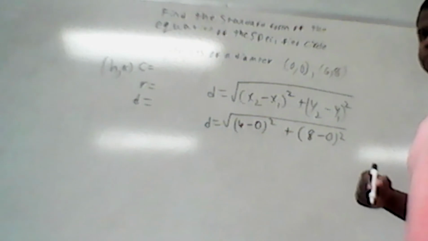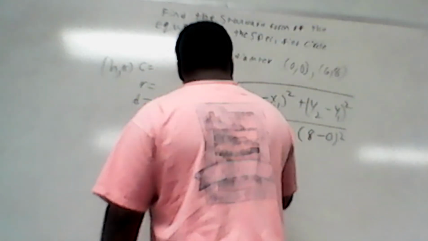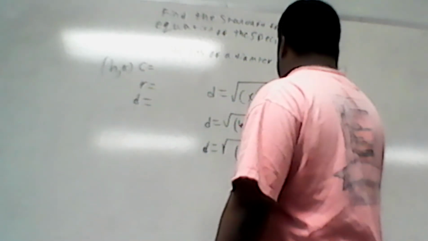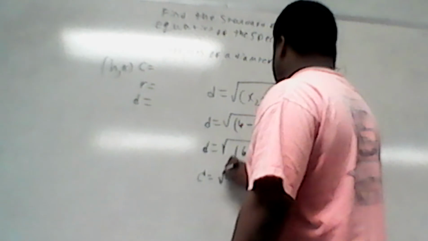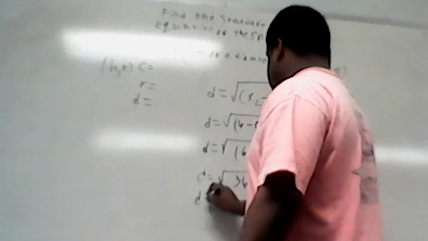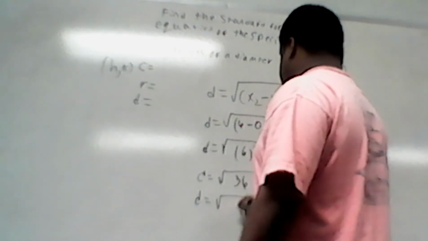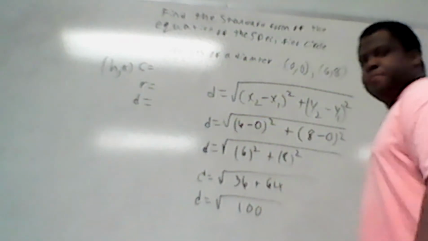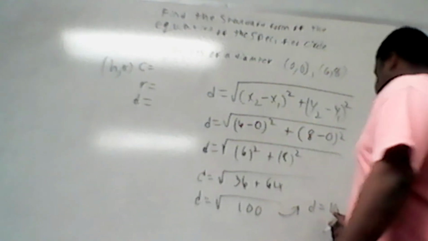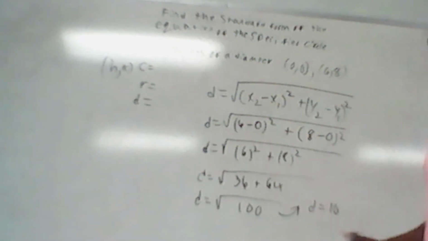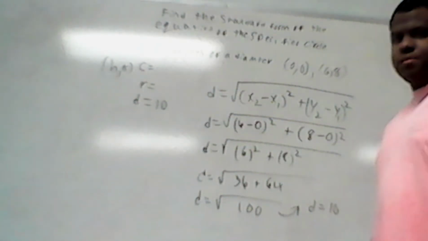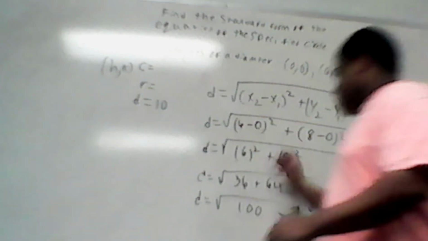Okay? Alright, then I'm just going to evaluate. 6 minus 0 equals 6 squared plus 8 squared. 6 squared is 36 plus 64, which equals 100. Okay? And then just to carry it out over here, d is equal to 10, right? The square root of 100 is equal to 10. So now I have my diameter, which is 10. Alright? And so now I can erase this.